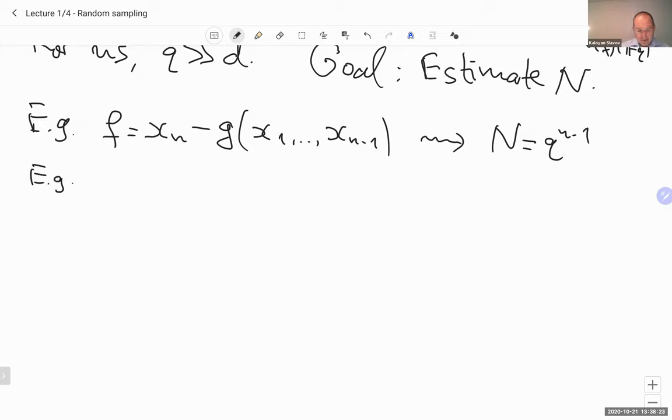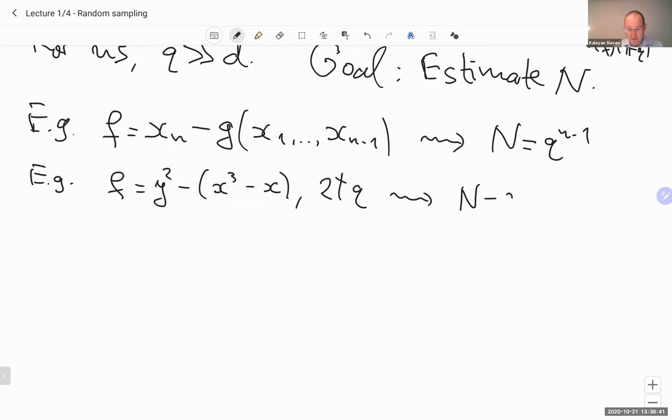Another example that you're familiar with, f is an equation defining an elliptic curve, y squared minus, let's say, x cubed minus x, and let's say 2 doesn't divide q. Odd characteristic, this defines an elliptic curve. And then you know the Hasse bound, N is approximately q, with error up to 2 square root of q. If you specify the value of x, the question is whether x cubed minus x is a perfect square. If it is, there will be two values of y. If not, there will be no values of y. And half of the time, it will be a square, roughly. And that's why you have roughly q with an error term.